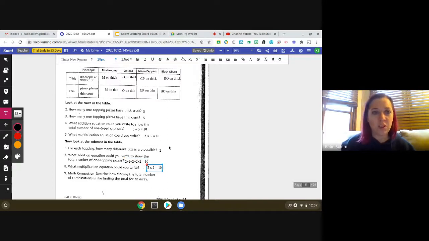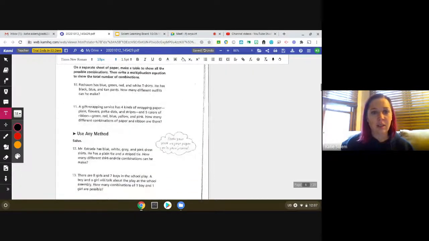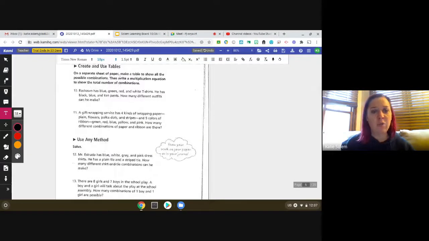We're going to go through and do some practice together. So go to your next page. Now, on your next page, you may need some scratch paper if there's not room on your worksheet. So we are going to make a table to show the different combinations of these. So for number 10, it says that Rashawn has blue, green, red, and white t-shirts. He has black, blue, and tan pants. How many different outfits can he make?